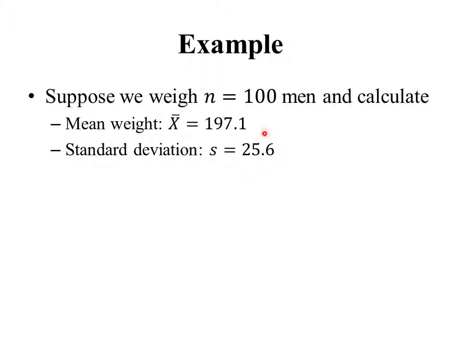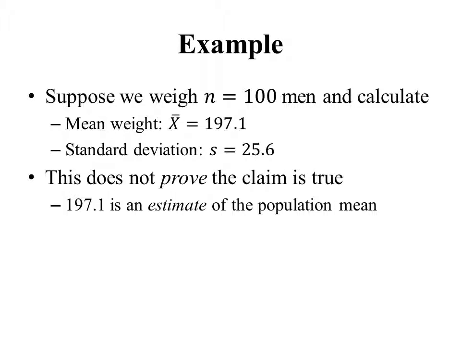Now, the standard deviation would be calculated in the same way that we introduced it back in Chapter 4. Okay. Now, we might be tempted to stop right there and say, well, wait a minute, this data proves my claim, because 197 is much greater than 191. But this data does not prove our claim is true. This number 197.1 is a sample mean, and as we illustrated in the last chapter, a sample mean is an estimate of the population mean.